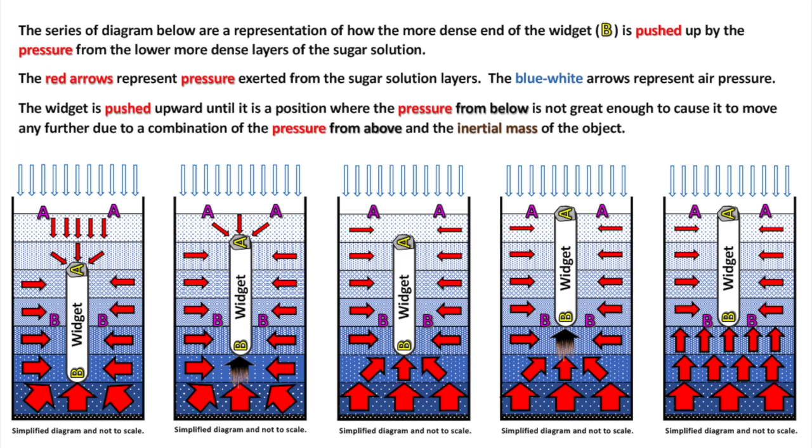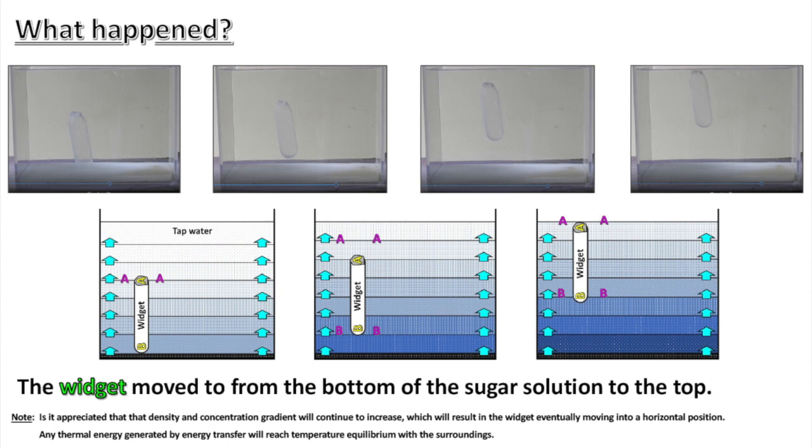The widget is pushed upward until it is in a position where the pressure from below is not great enough to cause it to move any further, due to a combination of the pressure from above and the inertial mass of the object. What happened? The widget moved from the bottom of the sugar solution to the top.